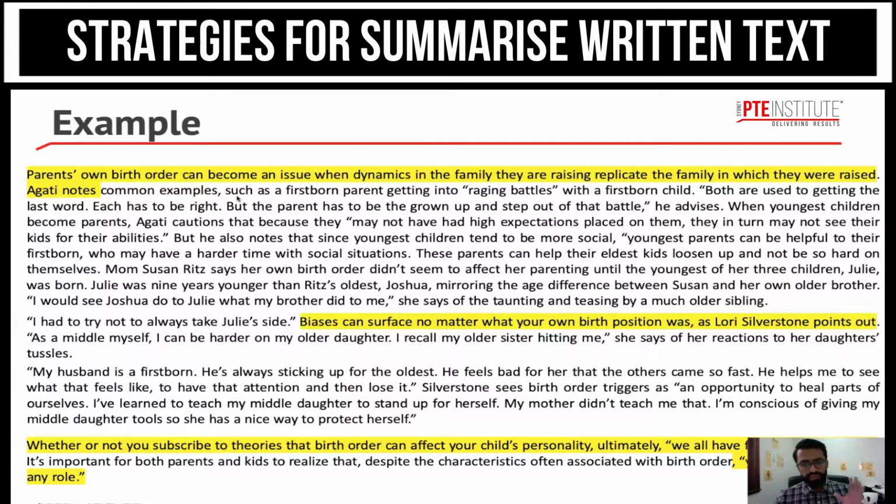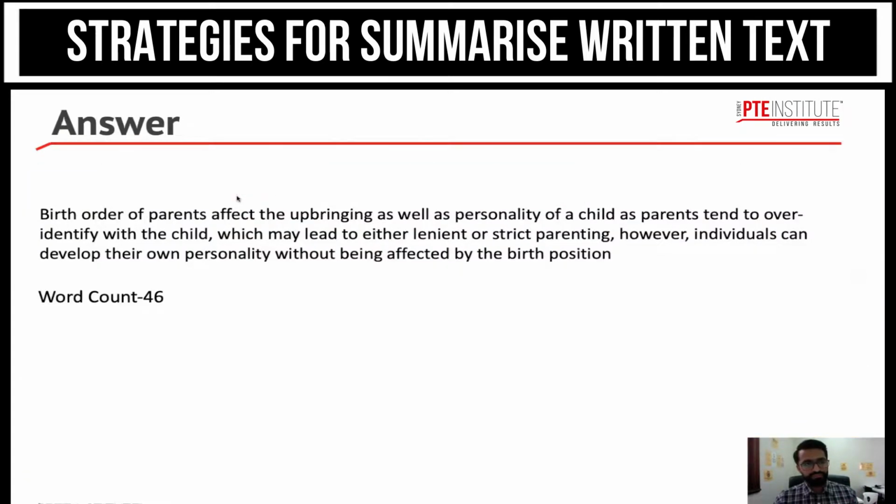So if you were able to identify these main points, again, kudos to you. And let's see an example of the answer that would come up with these three points. A 7 out of 7 answer that you can have within 50 words. And here we have it. This is within 46 words, and this says that the birth order of parents affect the upbringing as well as personality of a child, as parents tend to over-identify with the child, which may lead to either lenient or strict parenting. However, individuals can develop their own personality without being affected by the birth position.